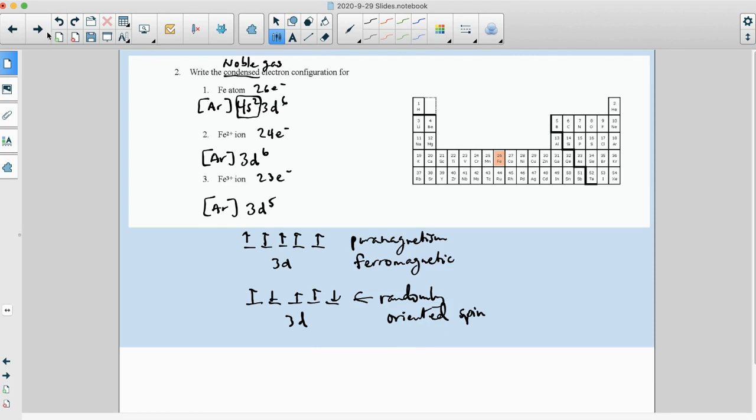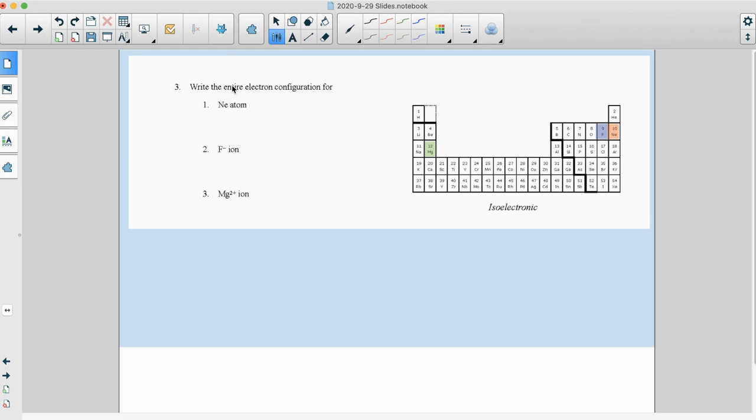Okay. Going on to the next, we're going to write the electron configurations for neon, F minus, and Mg 2+. So neon has 10 electrons. So it's going to be 1s2, 2s2, 2p6. F minus, now we've got F, which is 9, but it gained 1 electron, so it also has 10 electrons, which means that it must have the same electron configuration as neon. That's why it wants to gain an electron. It can be like neon.